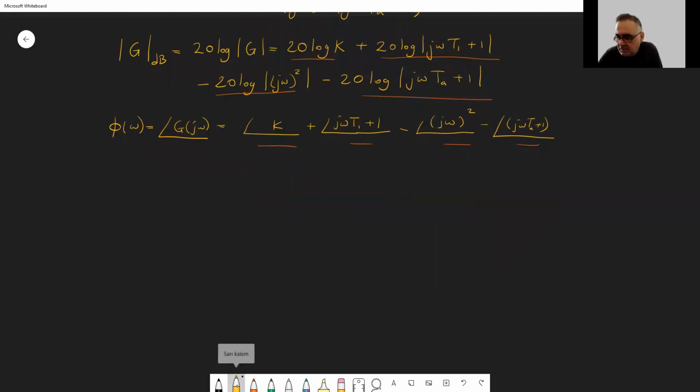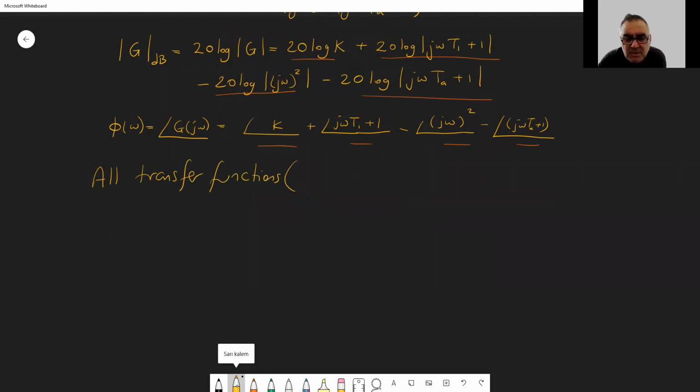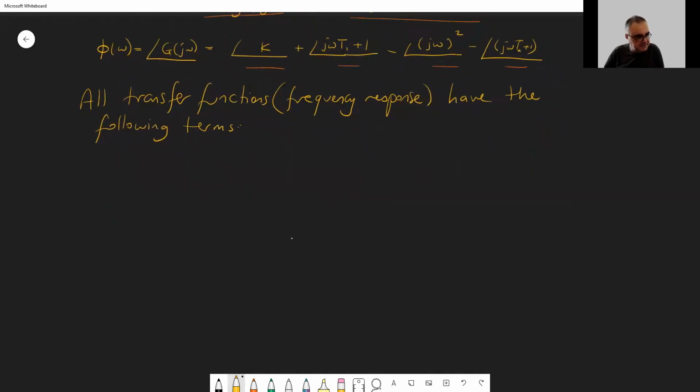So we can say the following: all transfer functions, I should say the correct expression is frequency response here, have the following terms. They all have a gain term. There might be a free gain term, okay. Then you might have j omega to the power n. n can be like 1, 2, or let's say -1, -2, -3, or whatever.